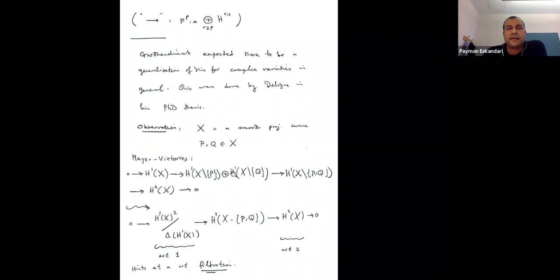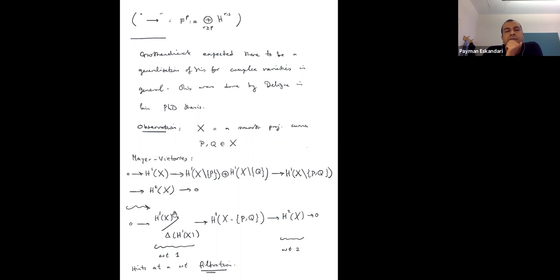From this, you get this short exact sequence. The first thing here is this guy, and you can identify H^1 of X minus a single point with H^1 of X itself via the natural map. Then the sequence reads like this. This is now H^1 of X squared, and then you're modding that out by the diagonal embedding of H^1 of X, and you get a sequence like this.